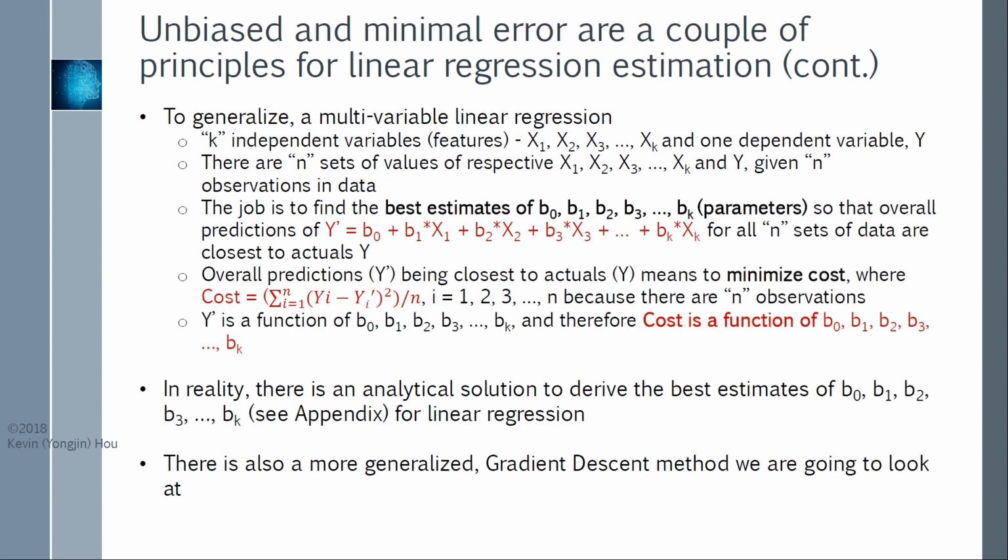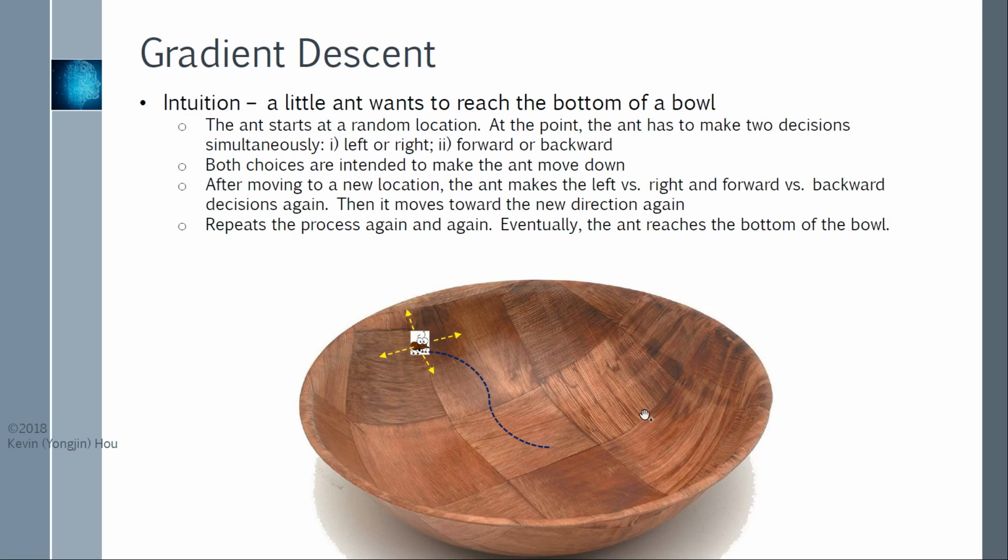There's another approach which is more generalized. It's called the gradient descent method, which we're going to look into in more detail. This method is another way to determine b0, b1, b2, all the way to bk. This approach is more like a machine learning approach. Now let's first get some intuition about gradient descent.